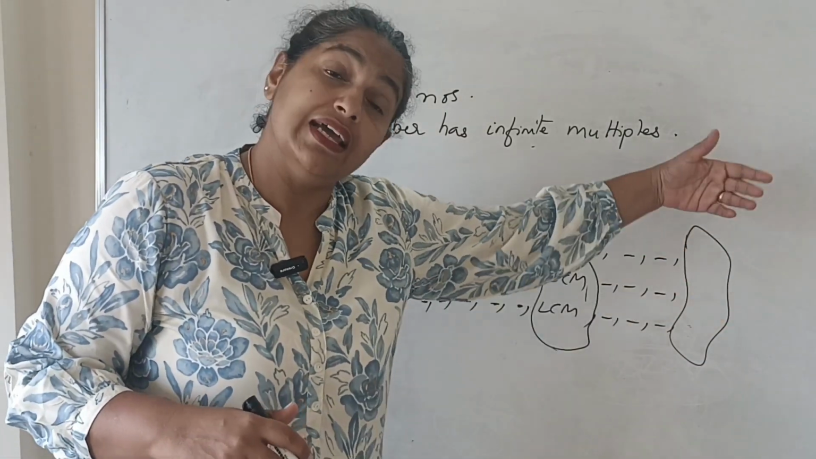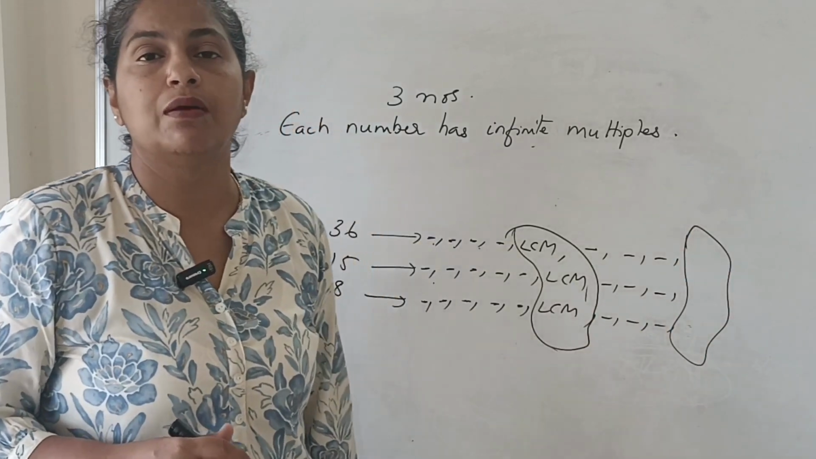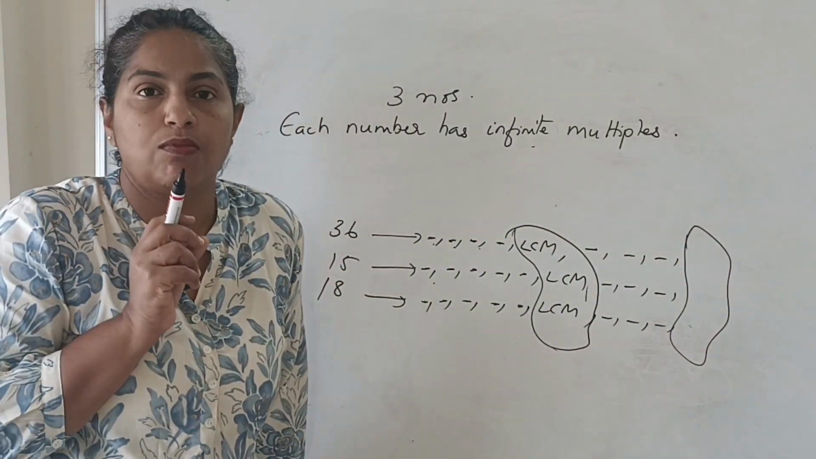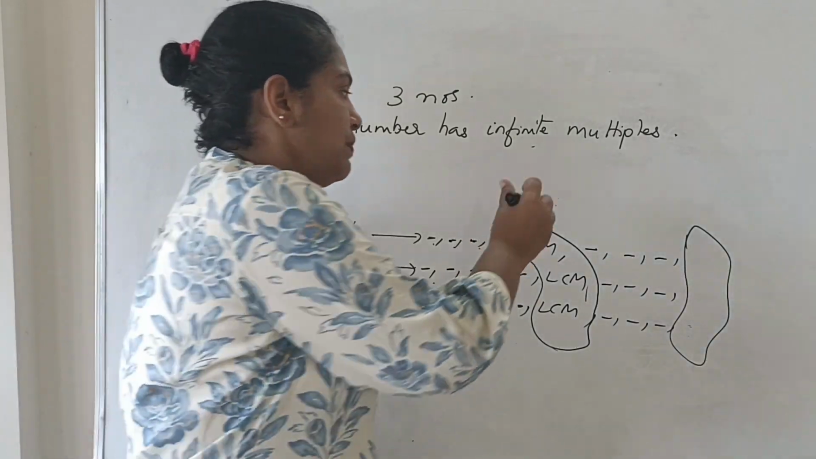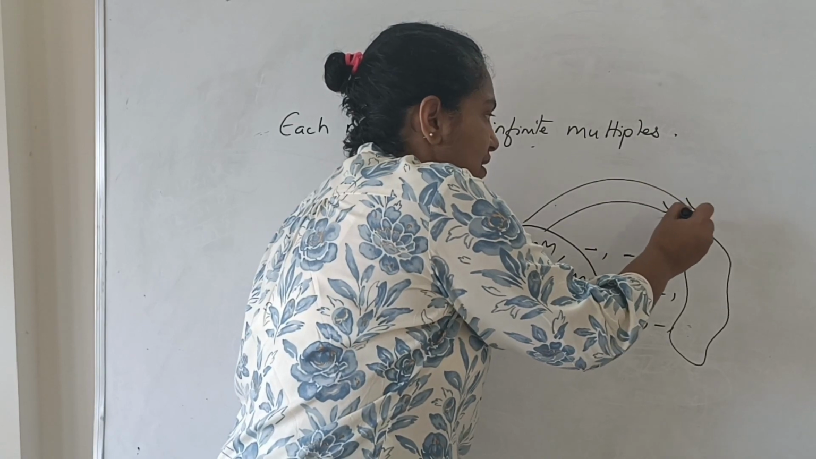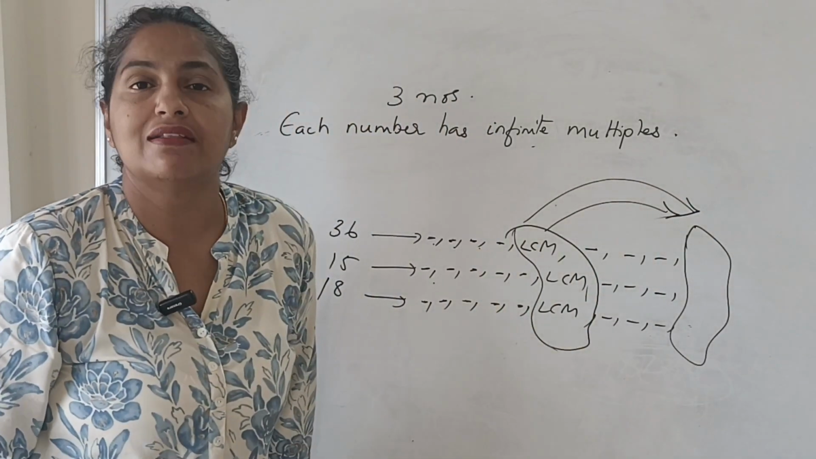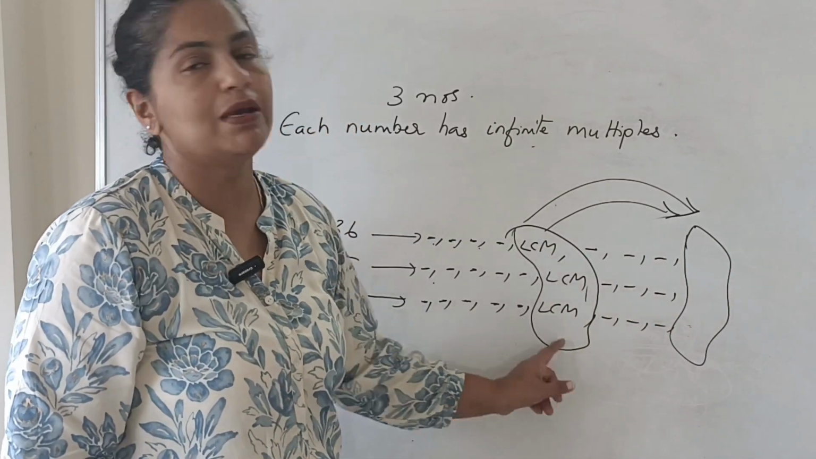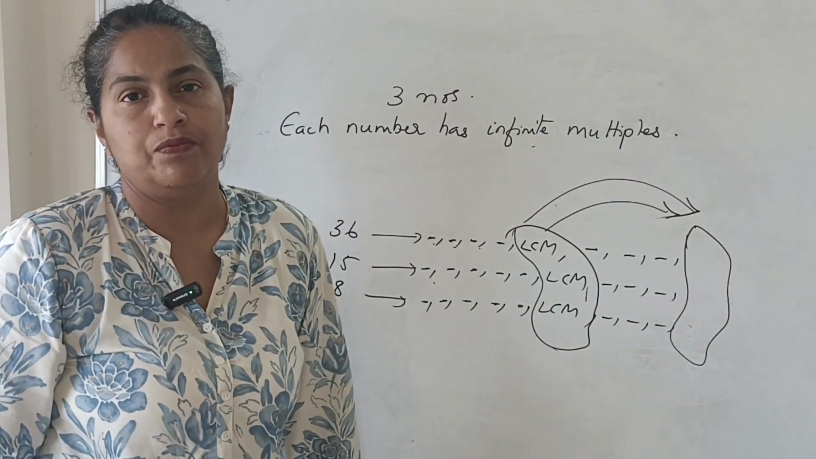So somewhere further along the way, you will find another number that is common to all the 3 numbers. That is our second common multiple. That second common multiple will be able to divide LCM properly.